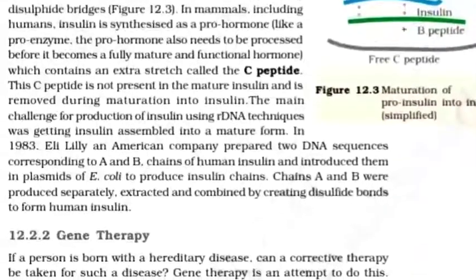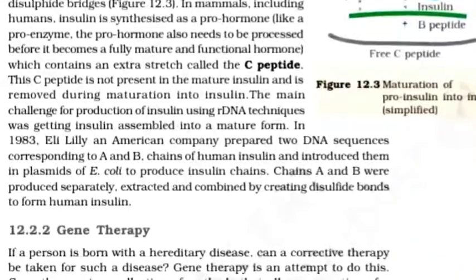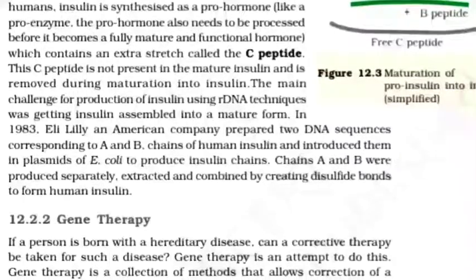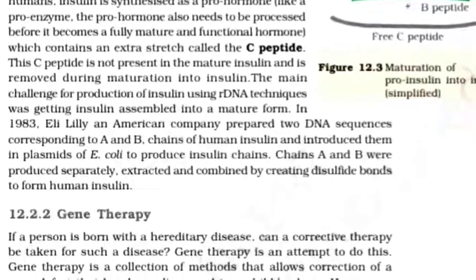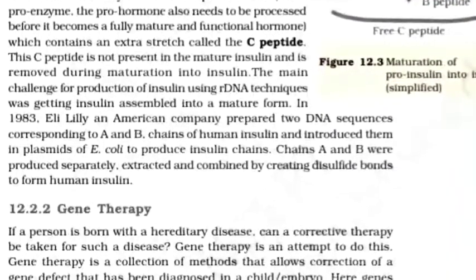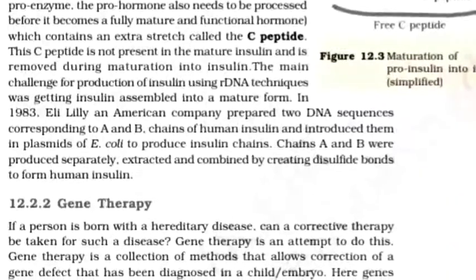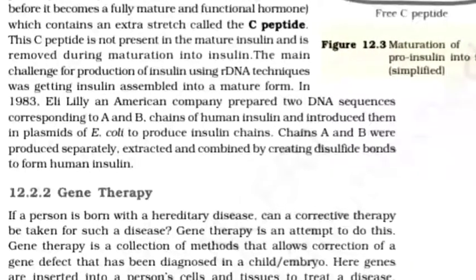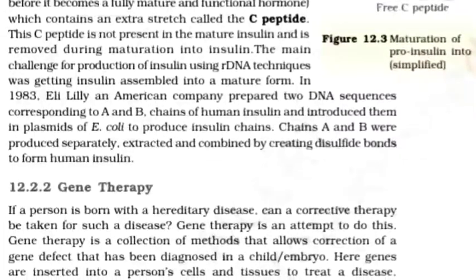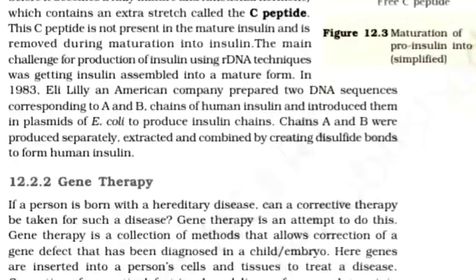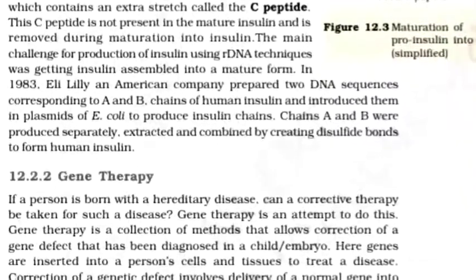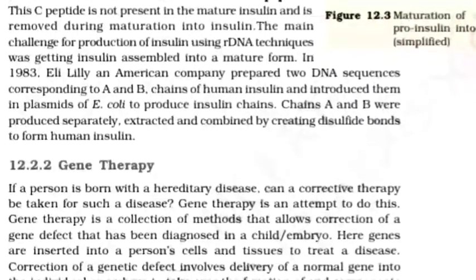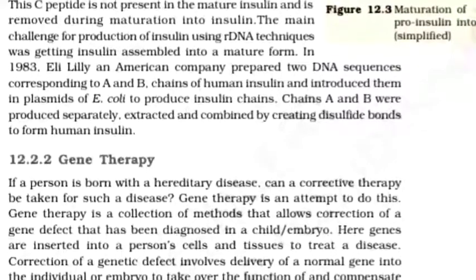The main challenge for production of insulin using rDNA techniques was getting insulin assembled into a natural form. In 1983, Eli Lilly, an American company, prepared two DNA sequences corresponding to A and B chains of human insulin and introduced them in plasmids of E. coli to produce insulin chains. Chains A and B were produced separately, extracted and combined by creating the disulfide bonds to form human insulin.